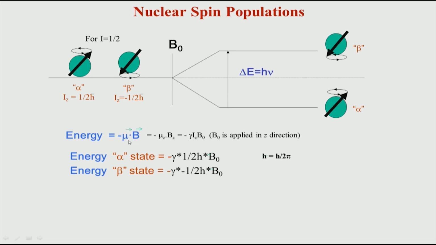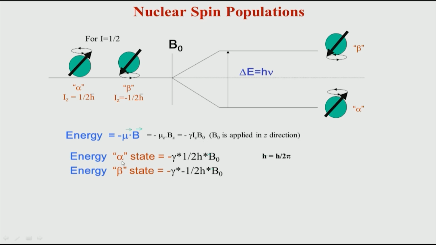that whenever you have a spin which has a charge, a nucleus remember has a spin and a charge. So, it has a magnetic dipole moment, and that is mu, and that interacts with the magnetic field B, and both of these are vectors. So, we take a dot product, and that dot product turns out to be this, if you consider that B0 is applied in the z direction, and this is the energy value we get.